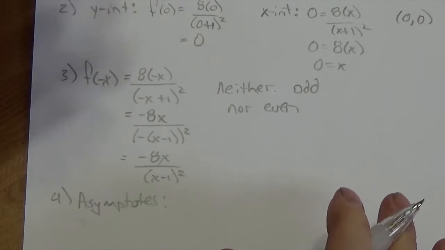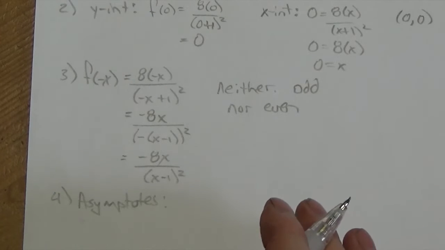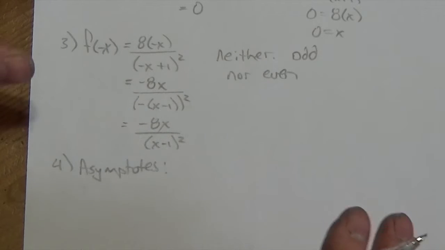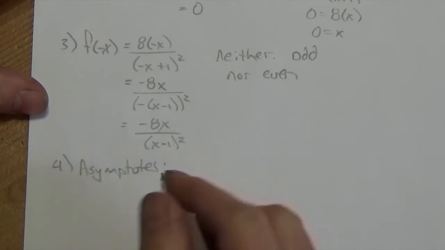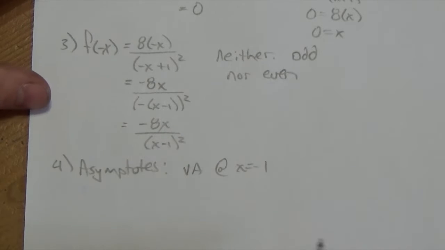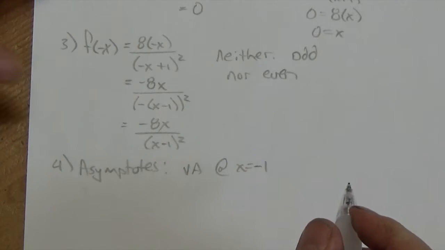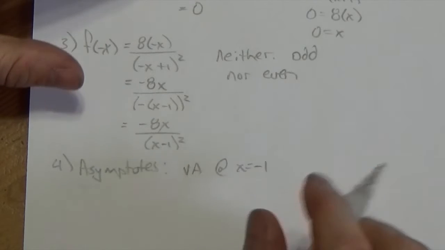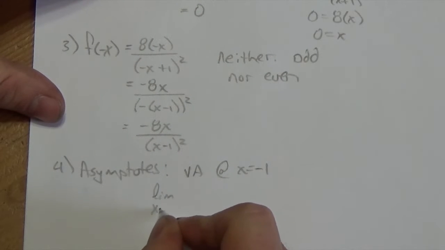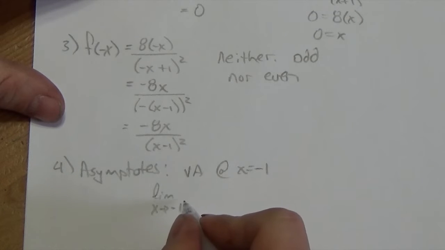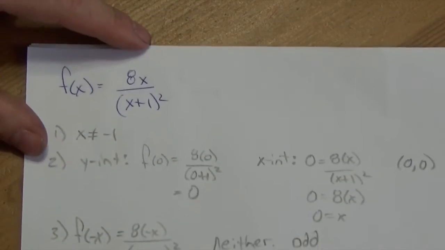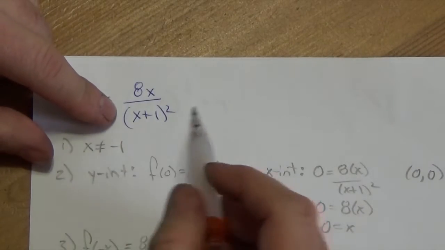Now I already know that this has got an essential discontinuity at x is equal to negative 1. So I'm suspecting there's a vertical asymptote at x equals negative 1. Now, what I should probably do is just investigate the behavior of the graph in and around negative 1 here. So I will take the limit as x approaches negative 1, let's say from the left. And I'm just going to go back up to my original function here. Let's take a quick look.